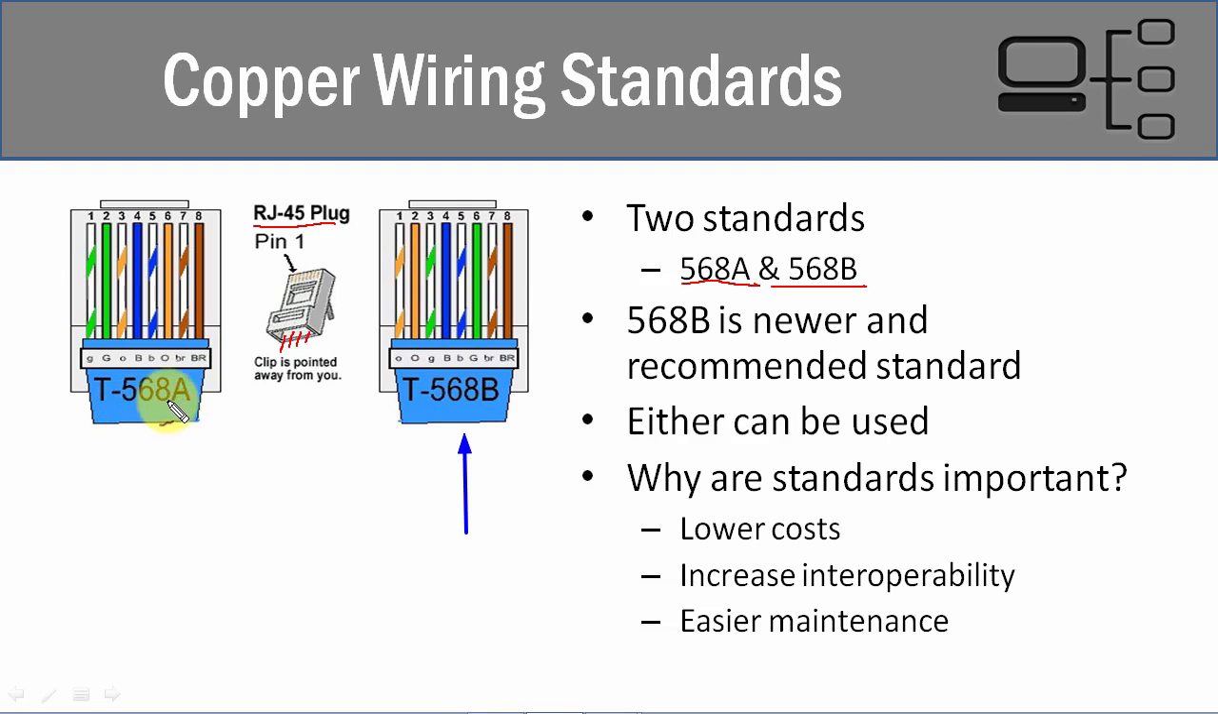For the 568A, we have our green-white wire followed by our green wire. Then we have our orange-white followed by our blue. We have our blue-white followed by our orange, and we have our brown-white followed by our brown. Now on the flip side, it's just a little bit different. We have an orange-white followed by an orange, a green-white followed by a blue, a blue-white followed by a green, a brown-white followed by a brown. So you're going to see some of those wires flipped around.